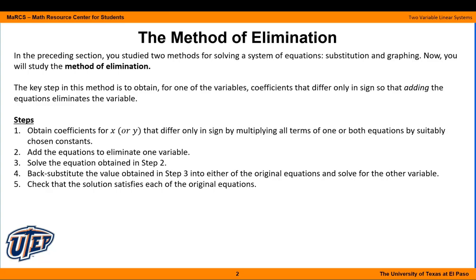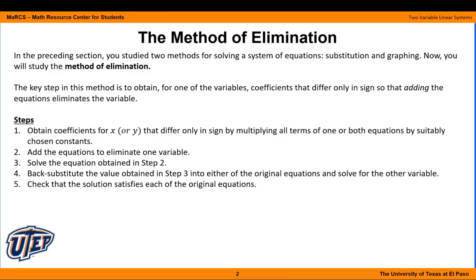In the previous section, we studied the methods of substitution and graphing. Now we introduce another powerful technique called the method of elimination. The basic idea is simple. We manipulate the equations so that one variable has coefficients that are opposites. We then add the equations together. That variable disappears, leaving us with an equation in only one variable.